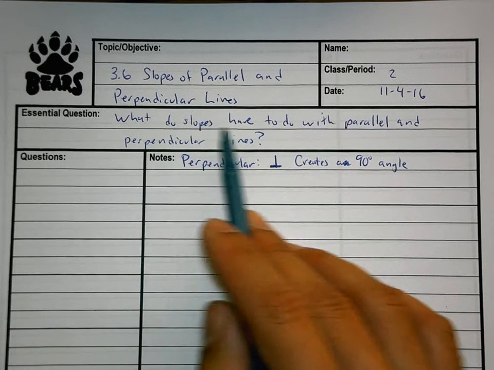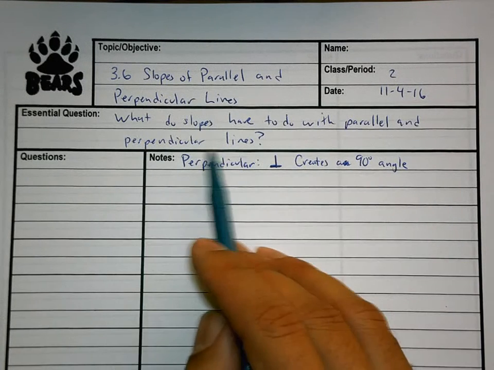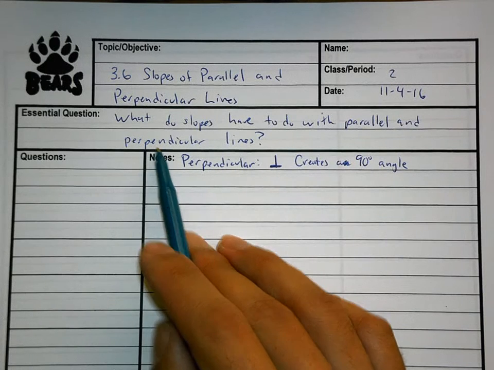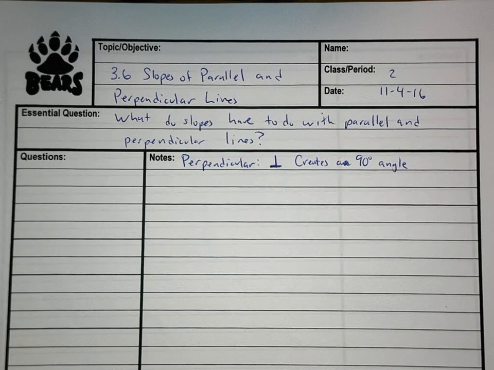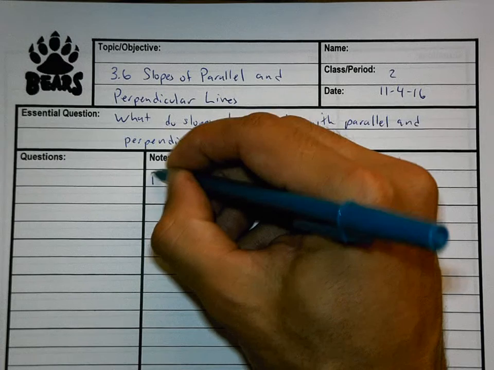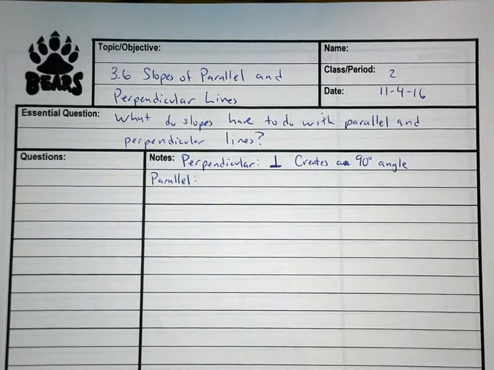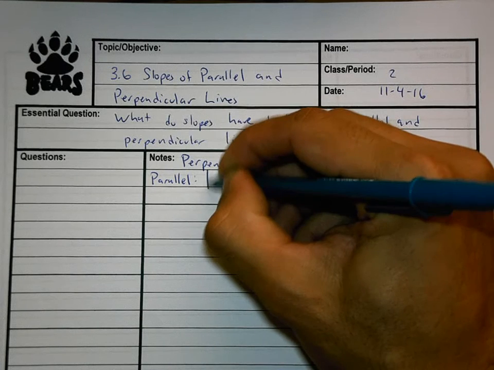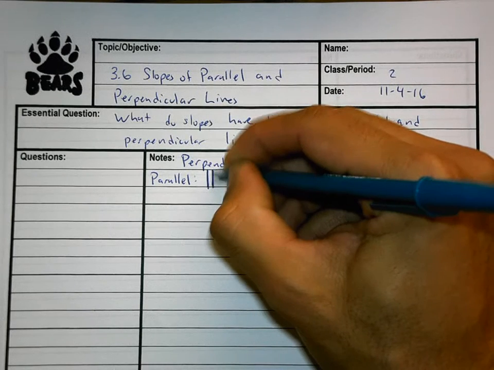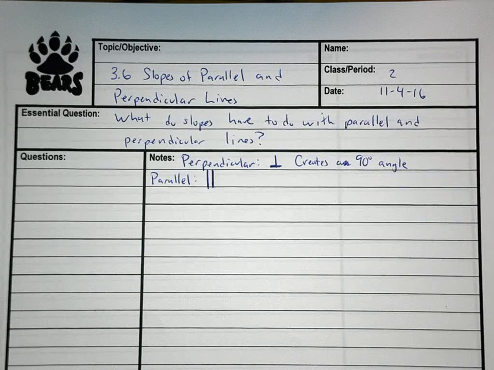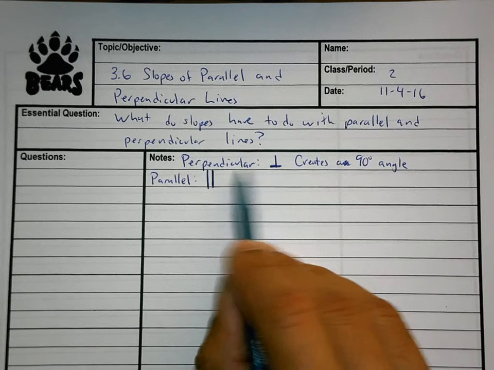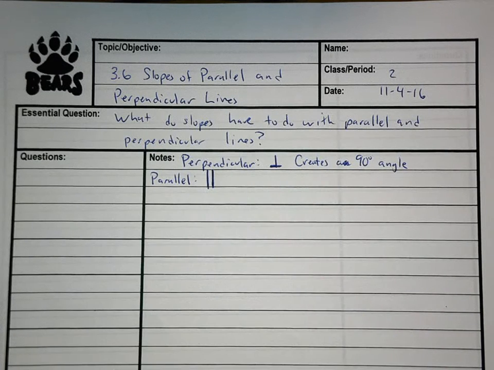So what do slopes have to do with parallel and perpendicular lines? In case you didn't know what perpendicular was, it creates a 90-degree angle. Let's write down the word parallel. Here's the symbol for parallel. They're just two vertical lines that are next to each other. It looks like railroad tracks without the bars going across. Symbol for perpendicular, the symbol for parallel.